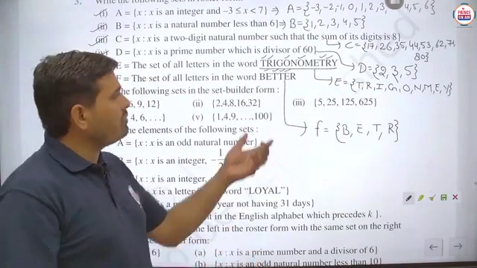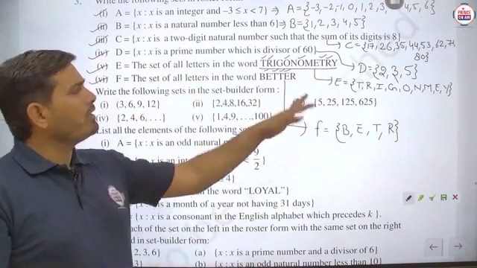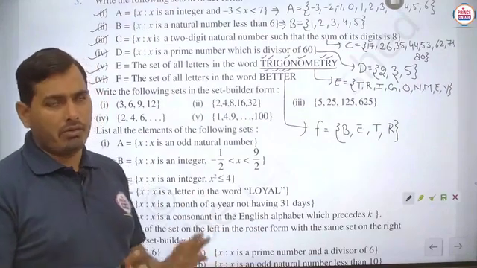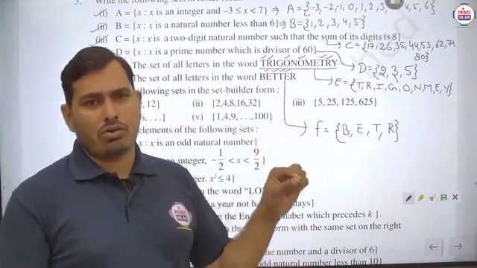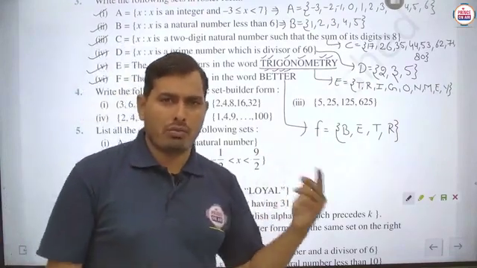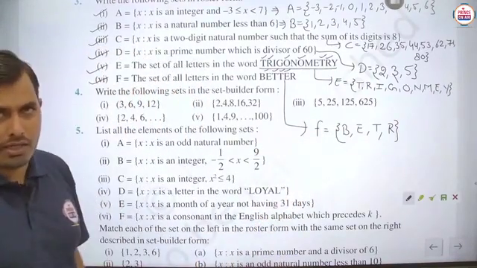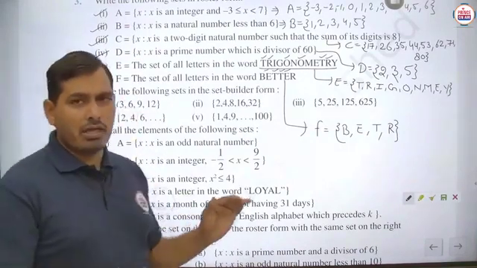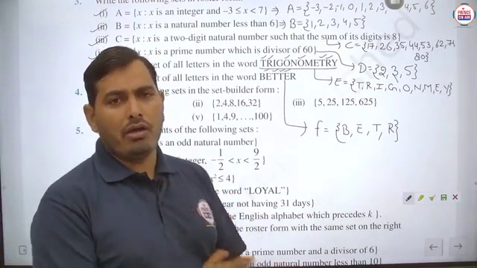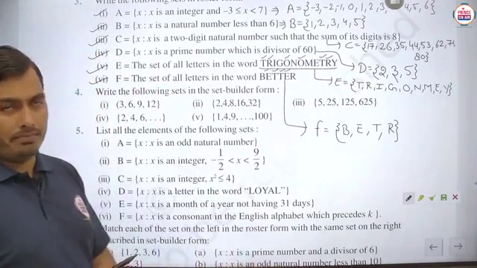So suppose in any question any word is given, then we have to keep in mind one thing: once a letter is written, it is written only once, means no letter is to be repeated in the roster form. Is it clear? So basically, students, in this particular part we just have to change the set builder form into the roster form. Is it clear?